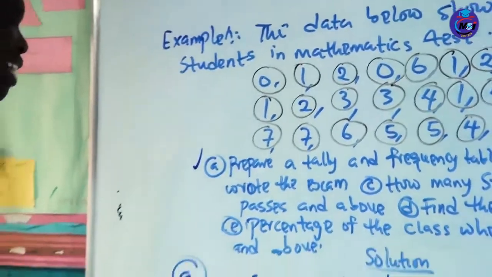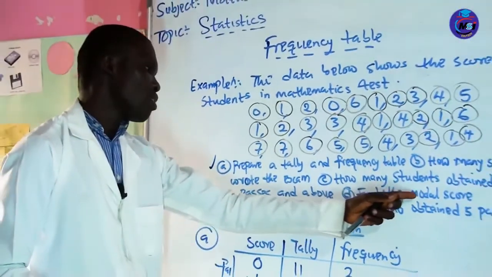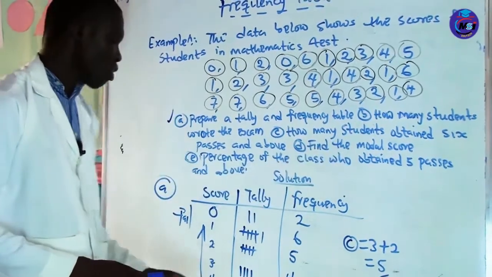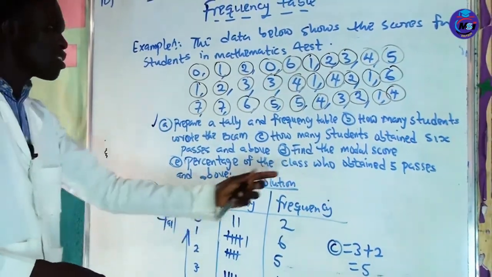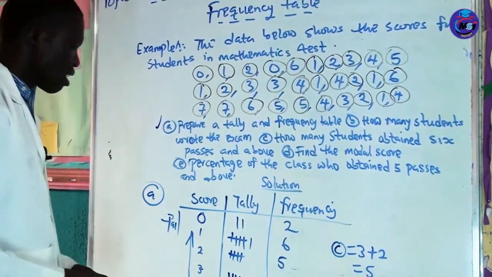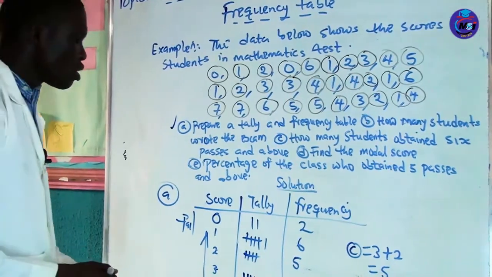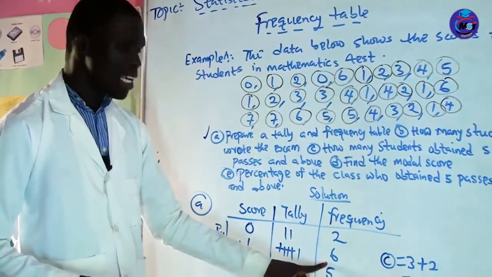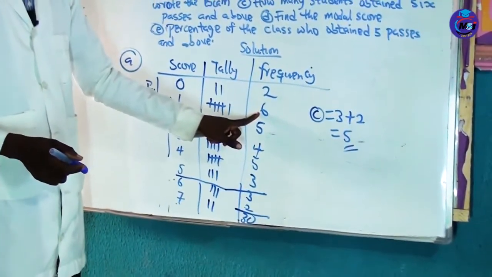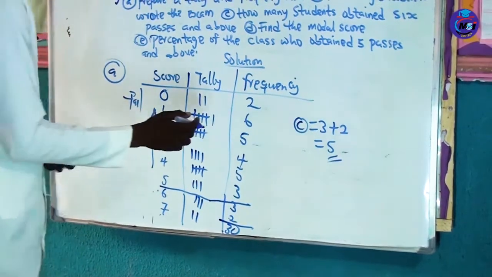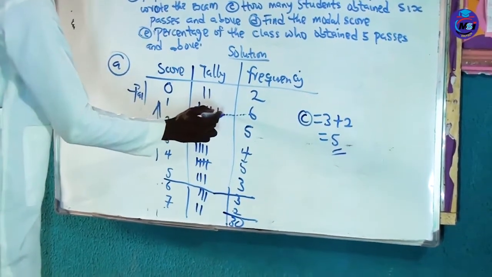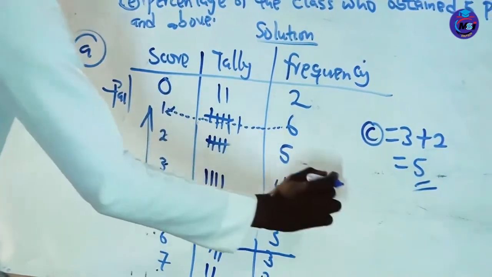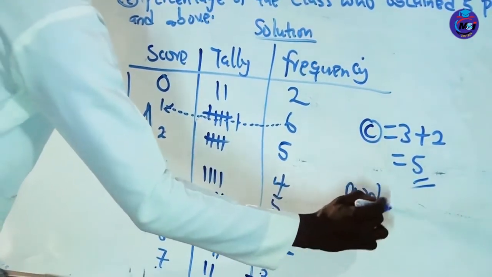Okay, now let's look at the D part. Find the modal score. To find the modal score from this, modal means mode, and for you to trace mode, you need to look for the highest frequency. The highest frequency here is 6. Can you see it? 6. So when you trace 6 will come here. So that means modal score is what?